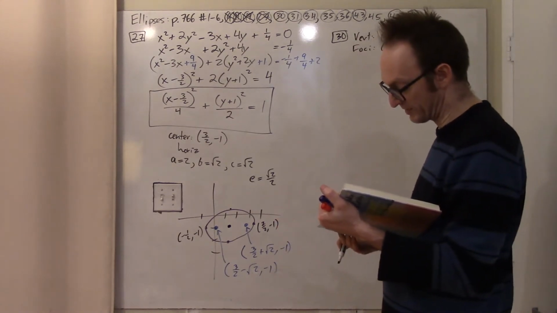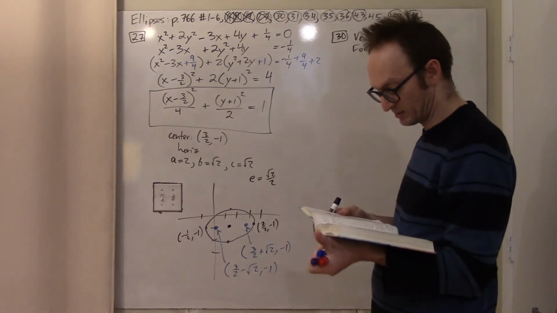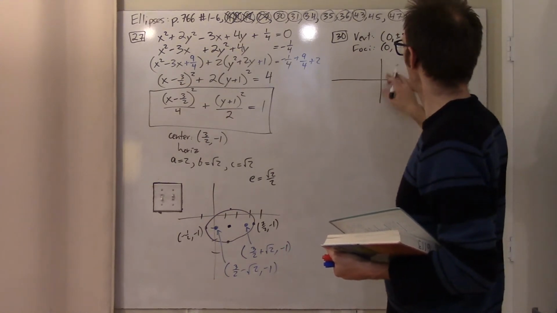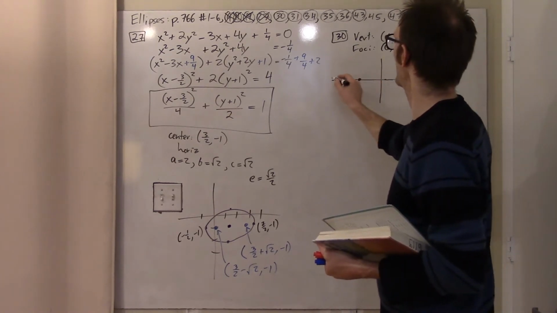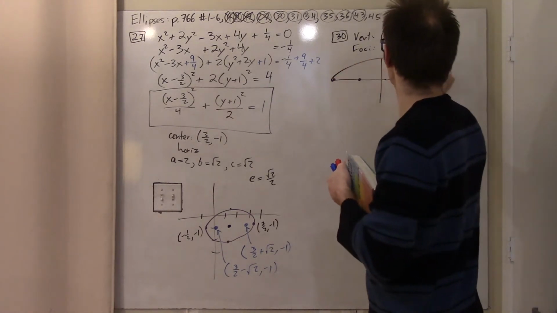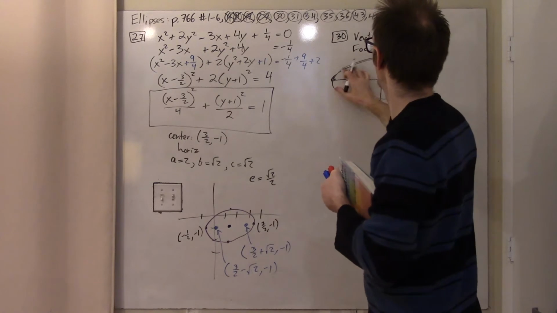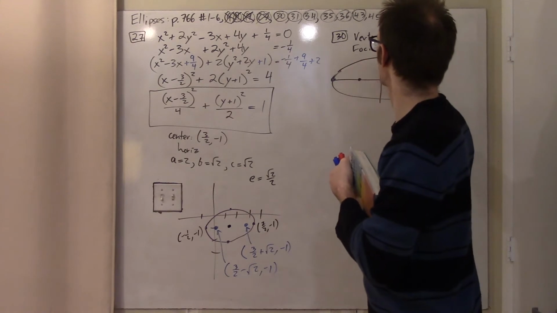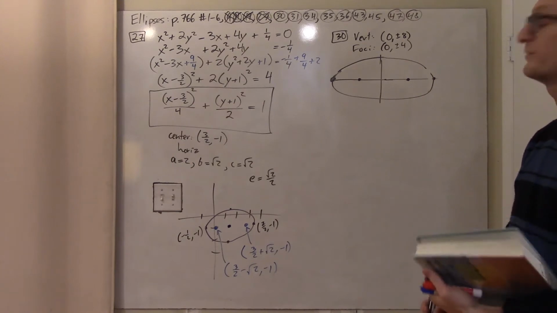Okay, third try. 30. Vertices are at 0, plus or minus 8. Foci are at 0, plus or minus 4. Yeah, there we go. Okay, so now this is looking a lot simpler. I won't even try to make it accurate. I have 4, and I have 8, and I have 4, and I have 8. And that's it, right? I don't really care about it being accurate. This is generally the picture, and it's enough for me to visualize what's going on.